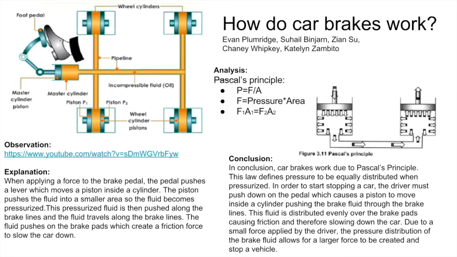For our explanation of how car brakes work, we'll start with when a force is applied to the brake pedal. The pedal pushes a lever which moves a piston inside a cylinder. The piston pushes the fluid into a smaller area so the fluid becomes pressurized. This pressurized fluid is then pushed along the brake lines. The fluid pushes back on the brake pads, which creates a friction force to slow down the car.